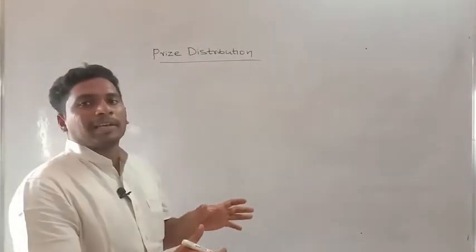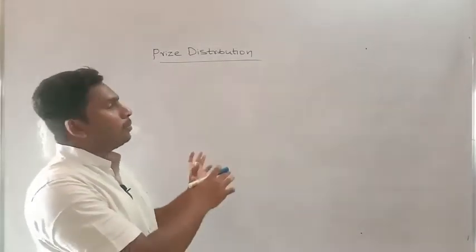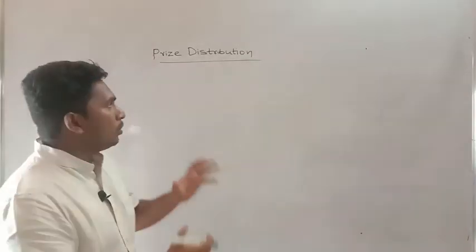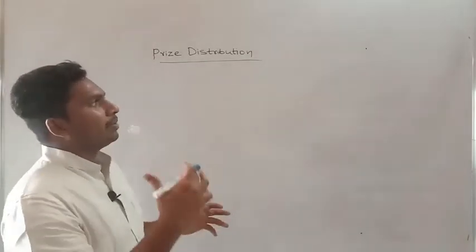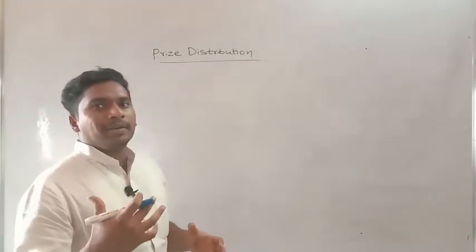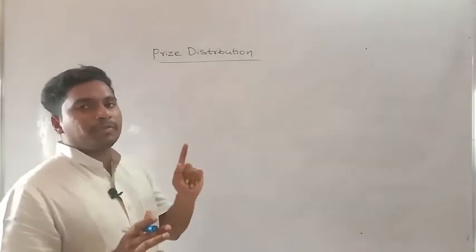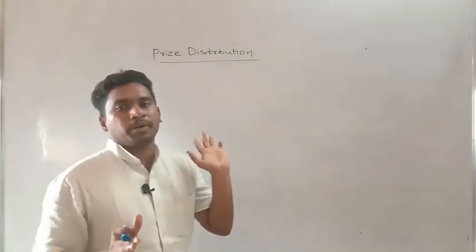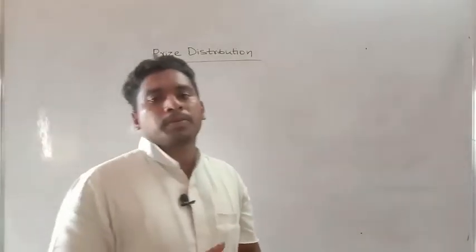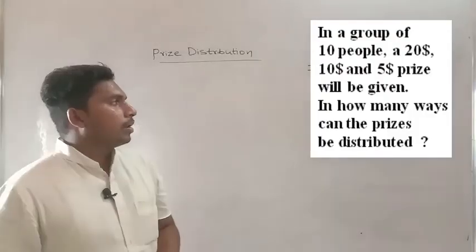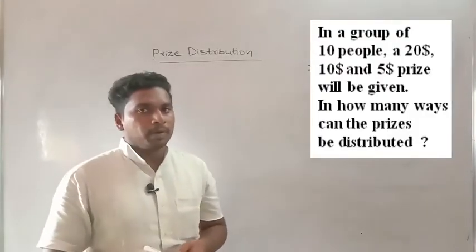So now we will get to know the difference between permutation and combination. With this, we will at least know practically what the exact difference between a permutation and a combination is. So let us move on to the problems. Now let us see problem number 1.